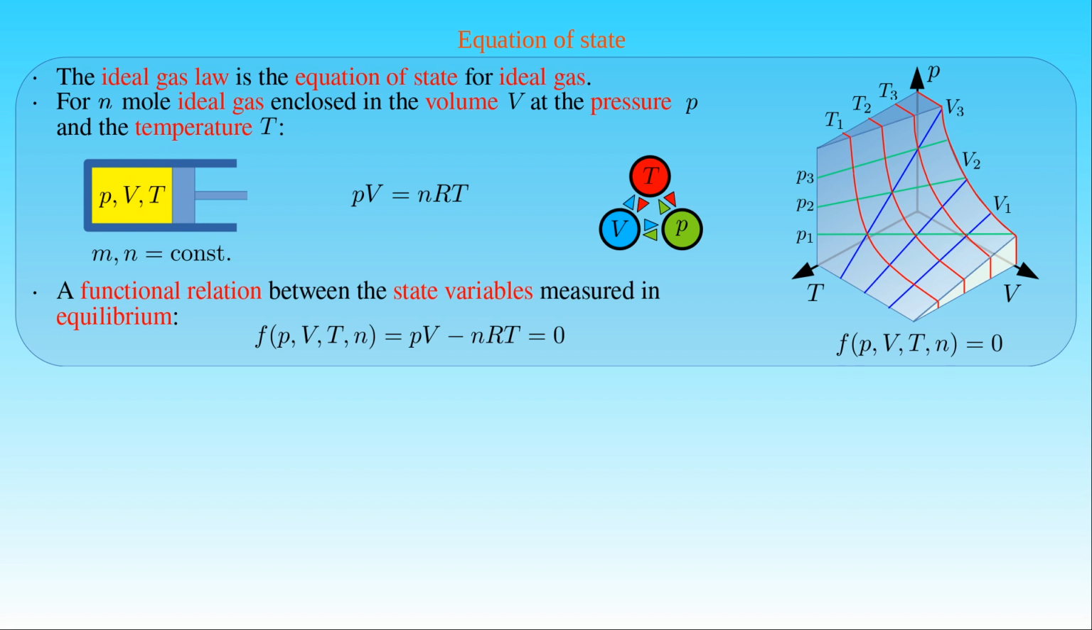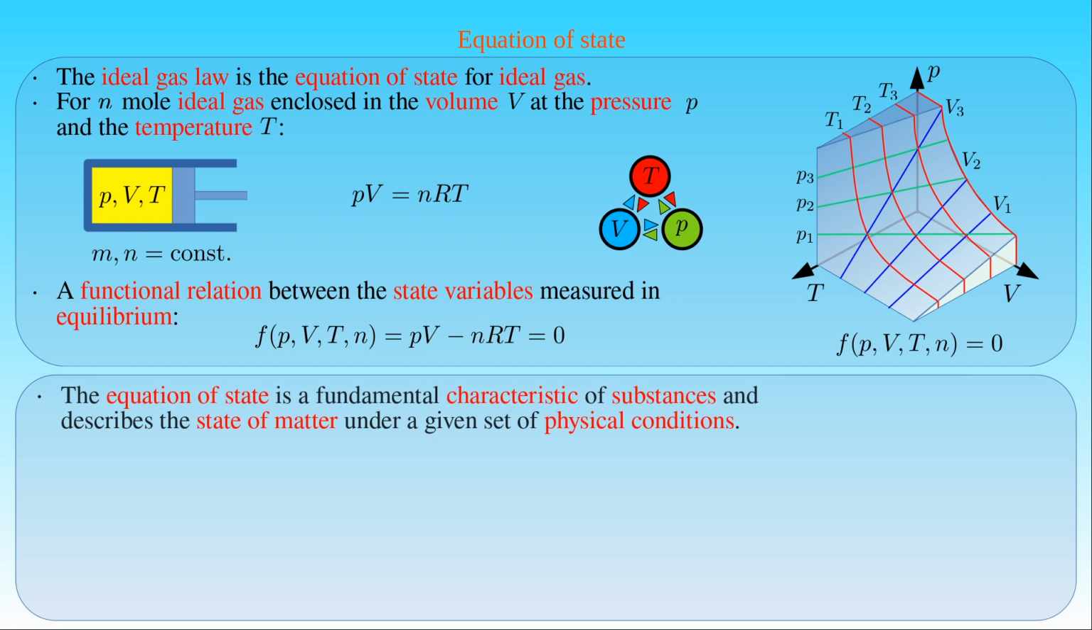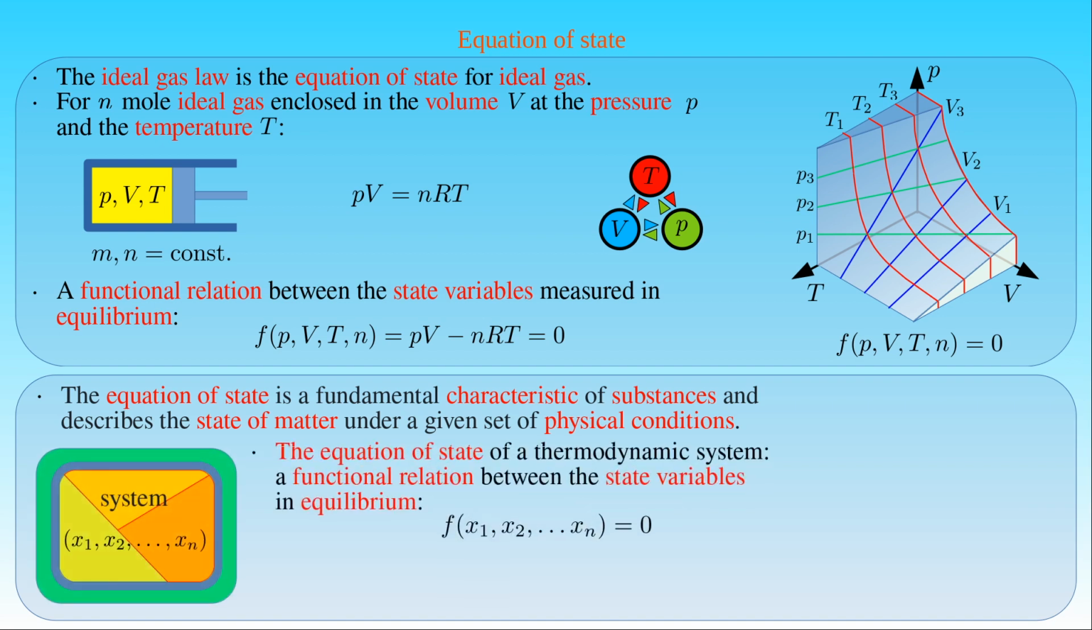Based on these considerations on the ideal gas, we can define the equation of state for the general case. The equation of state is a fundamental characteristic of substances and describes the state of matter of a substance under a given set of physical conditions. The equation of state is used to characterize gases, fluids, fluid mixtures and solids, and it reflects atomic structure, chemical bonding and stability of a material. The equation of state of a thermodynamic system is a functional relation between the state variables x1, x2, ..., xn in thermodynamic equilibrium, written as some function f depending on these variables which is equal to 0.